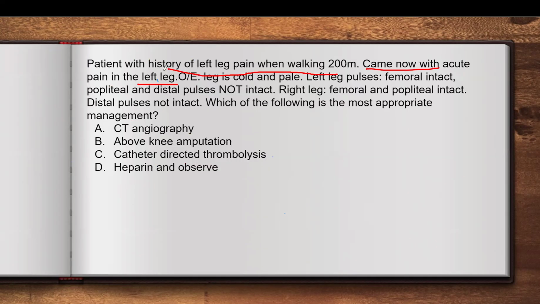So the next question: a patient with a history of left leg pain when walking 200 meters came now with acute pain in the left leg. On examination, the leg is cold and pale. Left leg pulses: femoral is intact, but popliteal and distal are not intact. Right leg: femoral and popliteal are intact, distal pulse is not intact. Which of the following is the most appropriate management? CT angio, above knee amputation, catheter directed thrombolysis, or heparin and observe?